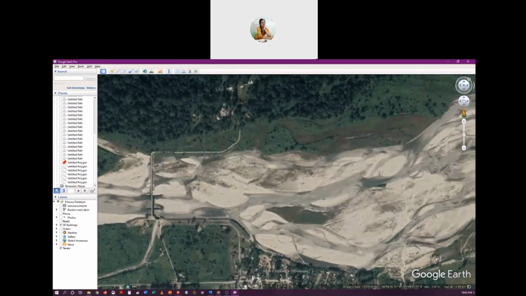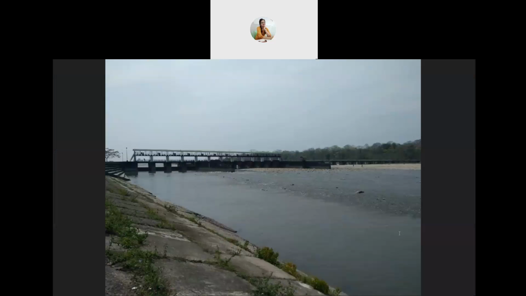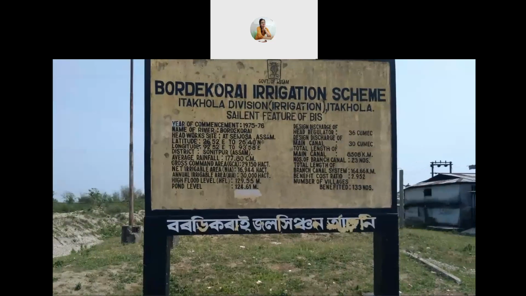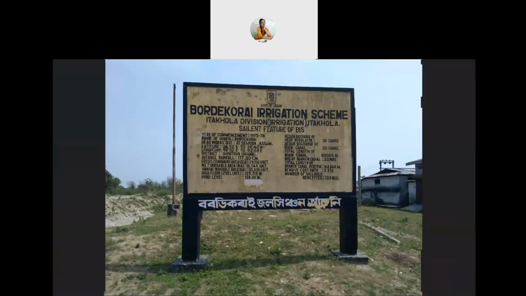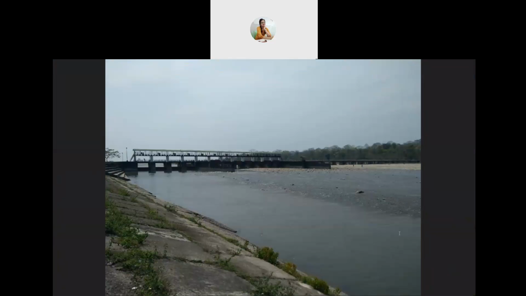Now I'd like to show you some pictures of this project that I visited a few years ago. This project is called Bordikarai Irrigation Scheme, near the Arunachal border. This is a picture taken from the upstream. Here I was standing on the embankment, the guide bank.